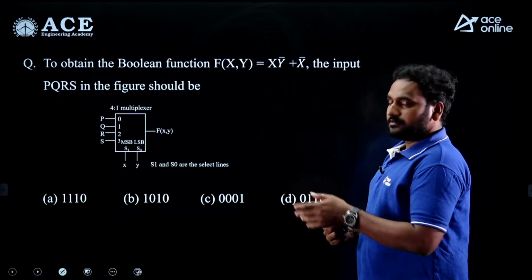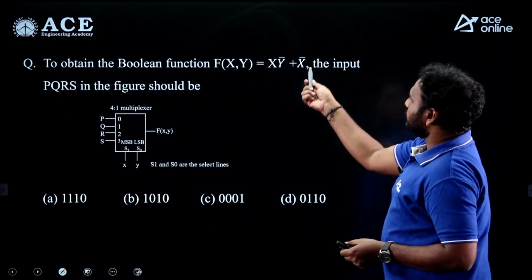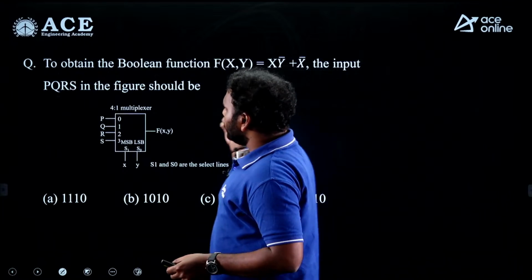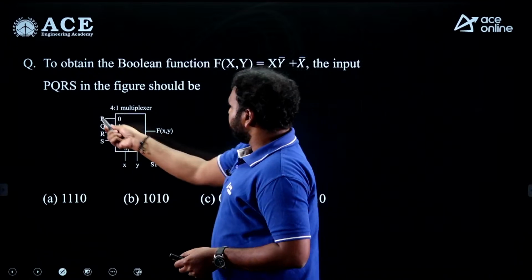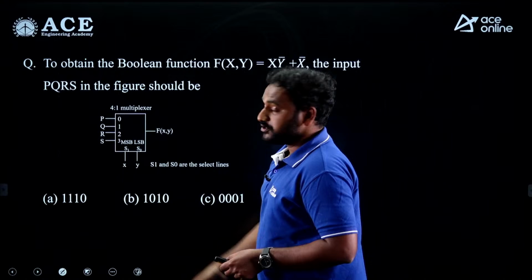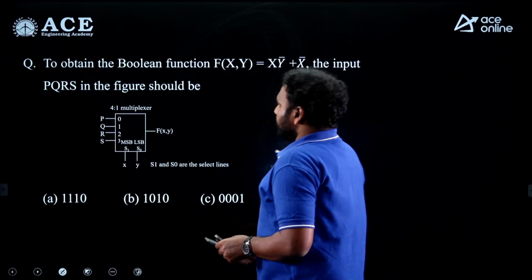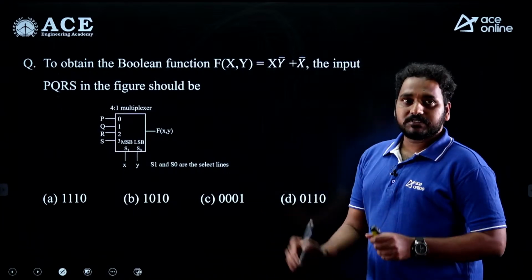Coming to digital electronics, as of now we have received only 2 questions based on the memory of students, right? To obtain the Boolean function f of x comma y equal to something, it has to be implemented by a 4:1 multiplexer. P, Q, R, S are the inputs connected to I0, I1, I2, I3 respectively. What should be these values of PQRS? You can see from the options zeros and ones are provided.